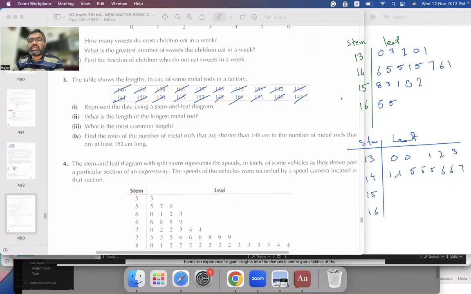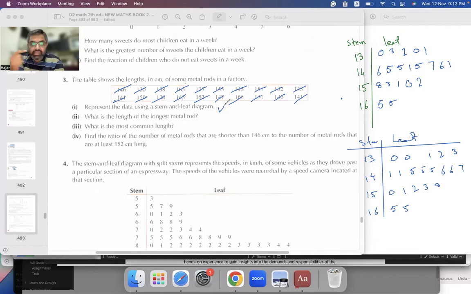For 150, so there is 0, 1, 0, 1, 2, 3, 8. Let me put it 0, 1, 2, 3, and 8. And then there are 165, so I put 5, 5. So now all data is sorted. When data is sorted, it's much easier to interpret it. We can easily find its mode, we can easily find its median. So part 1 is done. We have represented our stem and leaf diagram.